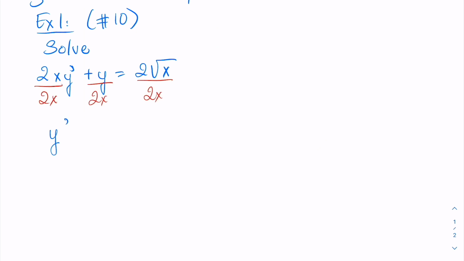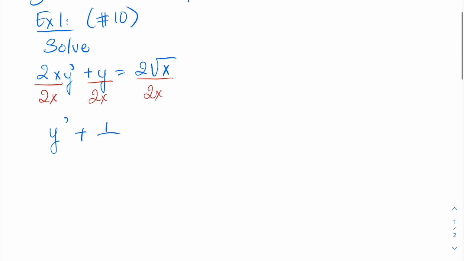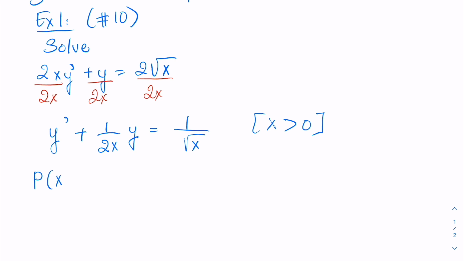Y prime plus 1 over 2x times y equals 2. The 2s cancel out, and when you divide, you end up with 1 over square root of x. So make sure we have x greater than 0 here. So p of x is 1 over 2x.